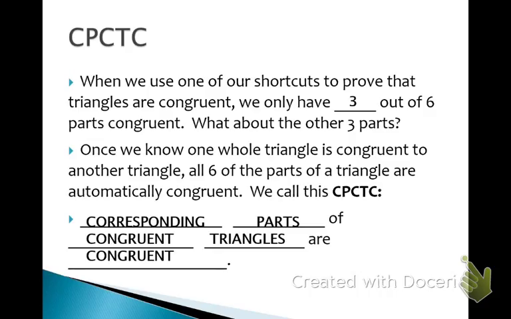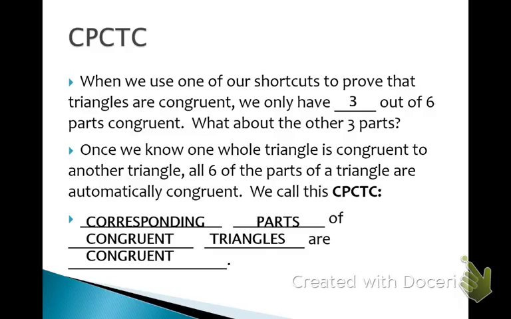When we use one of our shortcuts, side, angle, side, side, side, side, angle, side, angle, angle, side, to prove that triangles are congruent, we only have 3 out of 6 parts congruent. That's why they're a shortcut. We don't have to show all 6 are congruent. We just show 3 are congruent. What about the other 3 parts?